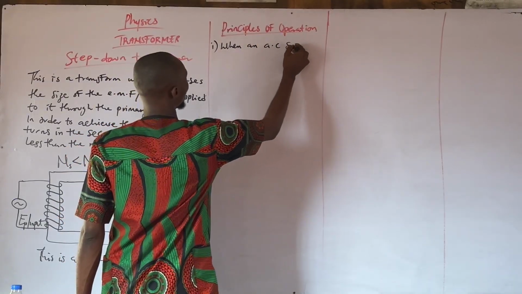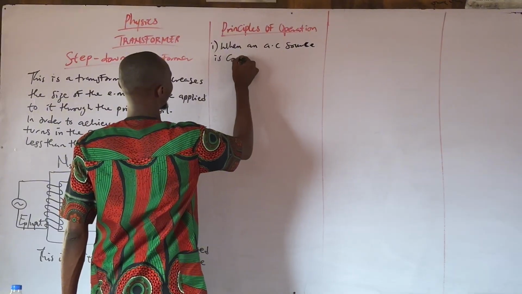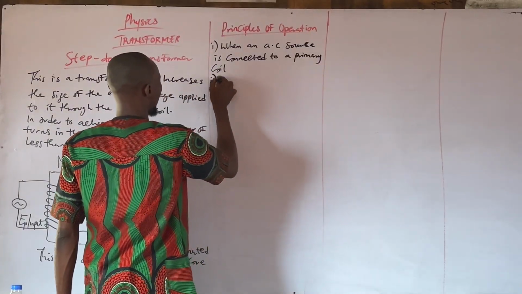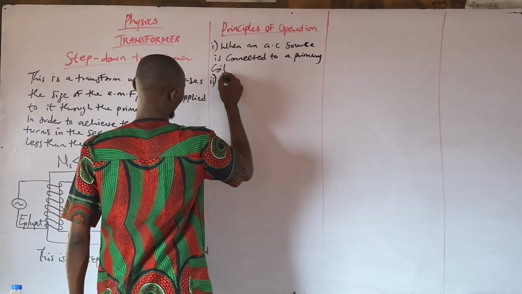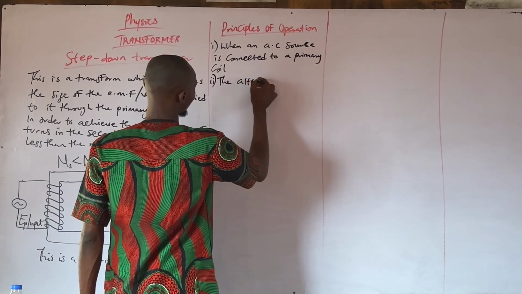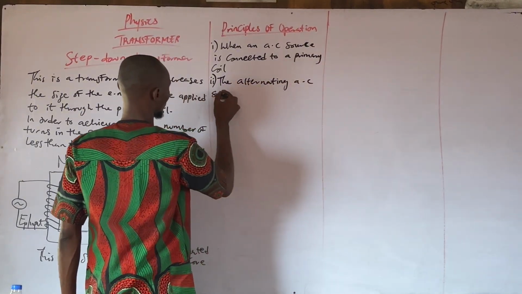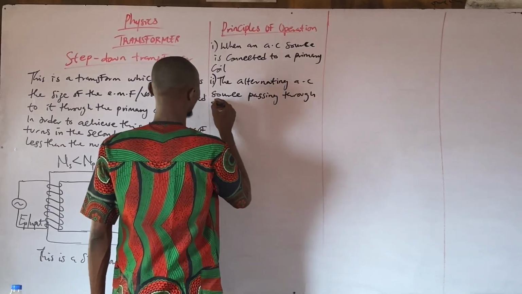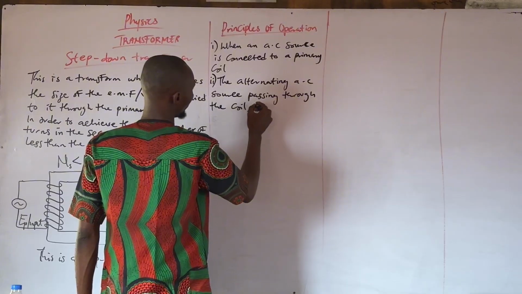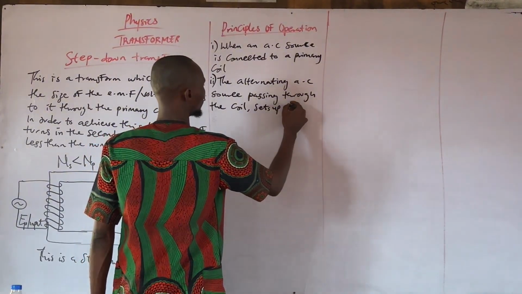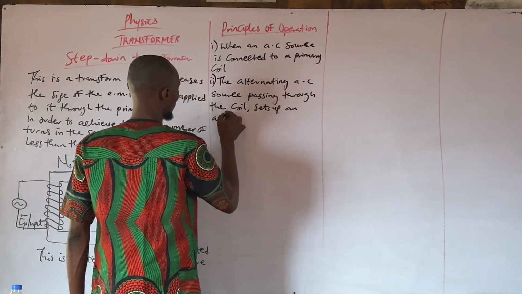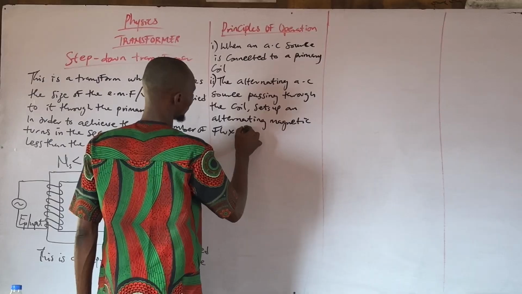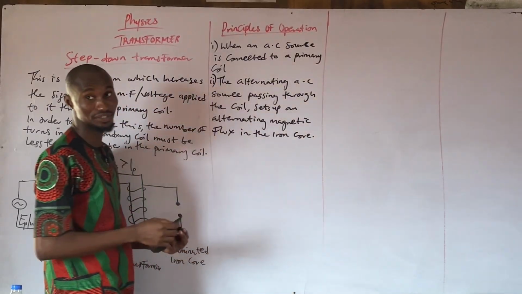One: When an AC source is connected to a primary coil, the alternating AC source passing through the coil sets up an alternating magnetic flux in the iron core. Are you there?